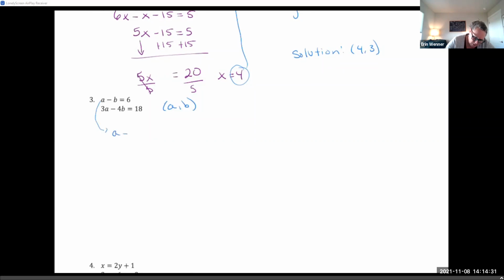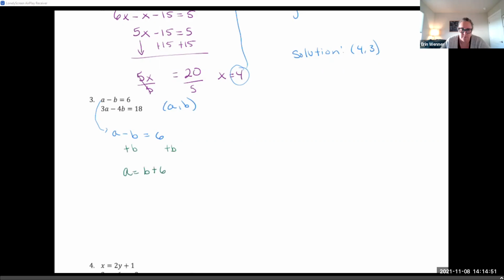We have A minus B equals 6. So again, we want to isolate A. It's going to be the easier variable to isolate. So we'll add B to both sides, giving us A equals B plus 6, or 6 plus B. It doesn't matter which way you write it.